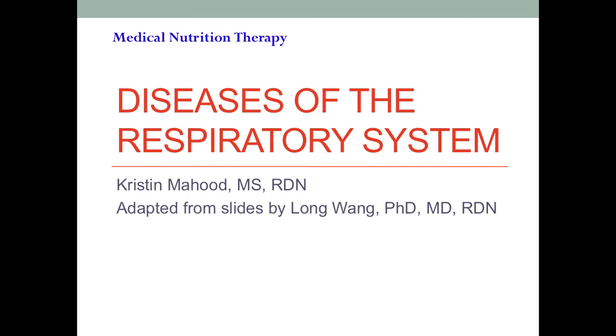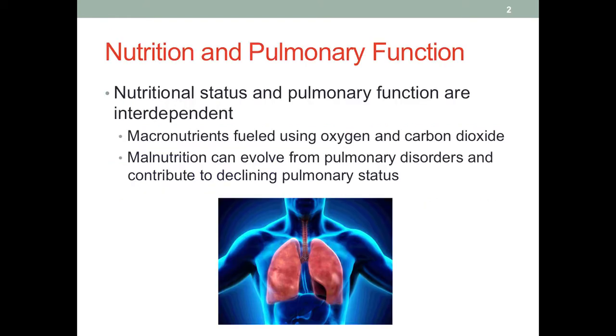In this module, we will study medical nutrition therapy for diseases of the respiratory system. So we know very well that nutritional status and pulmonary function are interdependent. We know that to fully metabolize macronutrients, we need an adequate amount of oxygen, and of course, it is our lungs that bring the oxygen. Also, one of the end products of the metabolism of macronutrients is carbon dioxide, so this will be exhaled out of the body through the lungs as well.